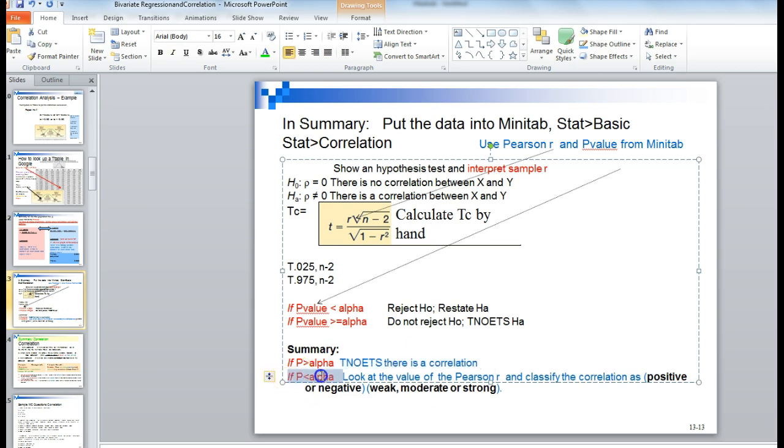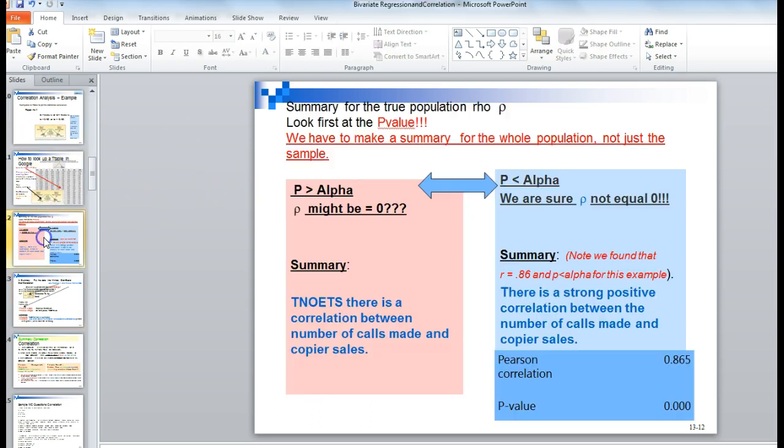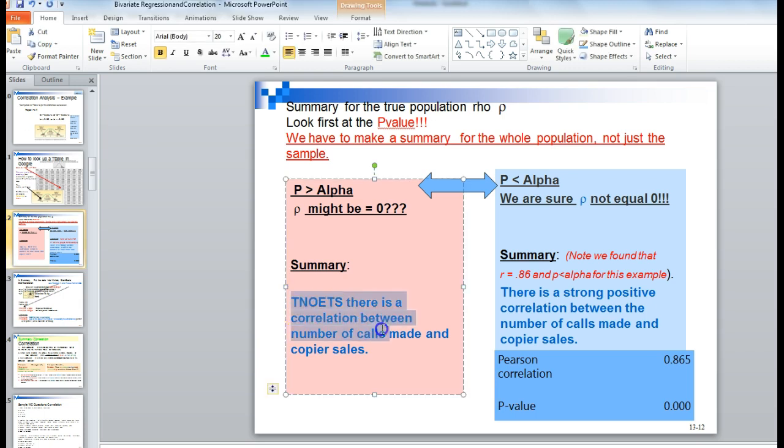On the other hand, if your p-value is less than alpha, and we know that there is a correlation, then I will further classify it as positive or negative, and weak, moderate, or strong. So with my summary, it is so important, you guys, look at your p-value. If my p-value is greater than alpha, my rho might be 0. My conclusion is there's not enough evidence to suggest that there's a correlation between calls and sales.